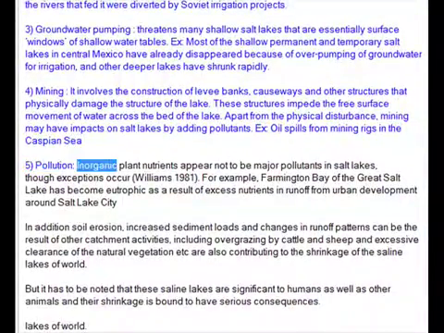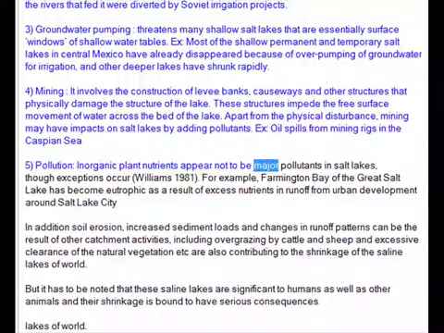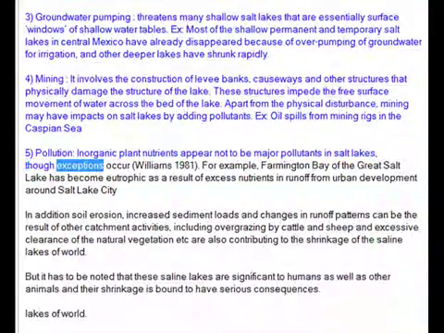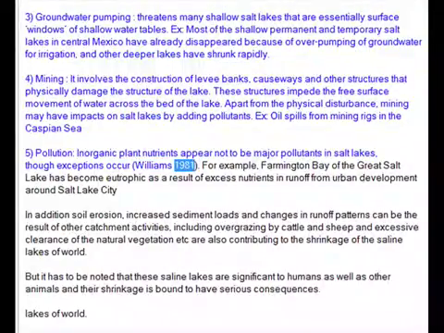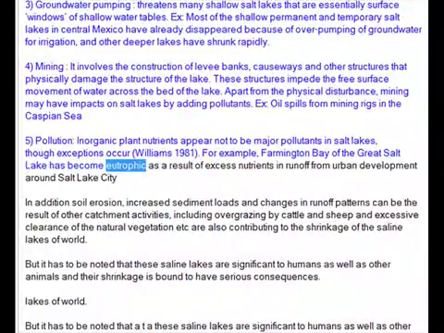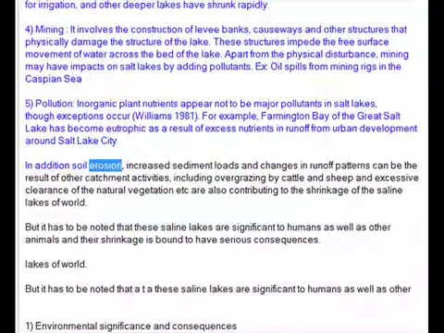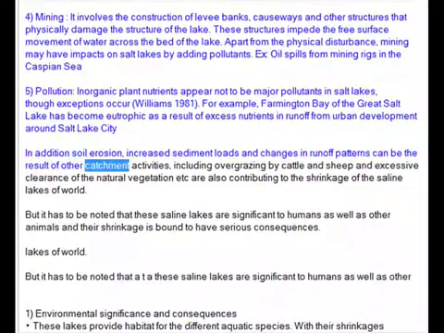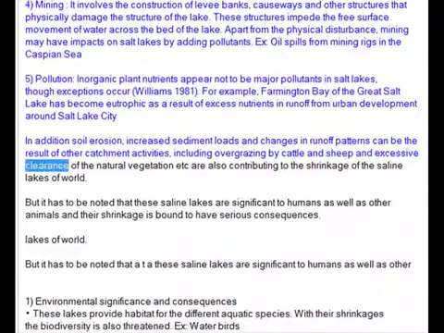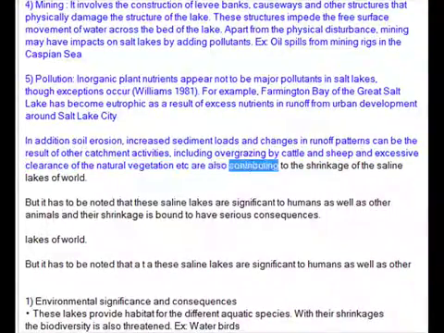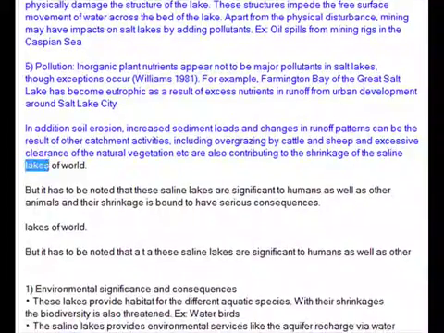5. Pollution. Inorganic plant nutrients appear not to be major pollutants in salt lakes, though exceptions occurred (Williams, 1981). For example, Farmington Bay of the Great Salt Lake has become eutrophic as a result of excess nutrients in runoff from urban development around Salt Lake City. In addition, soil erosion, increased sediment loads, and changes in runoff patterns can be the result of other catchment activities, including overgrazing by cattle and sheep, and excessive clearance of the natural vegetation, etc., which are also contributing to the shrinkage of the saline lakes of the world.